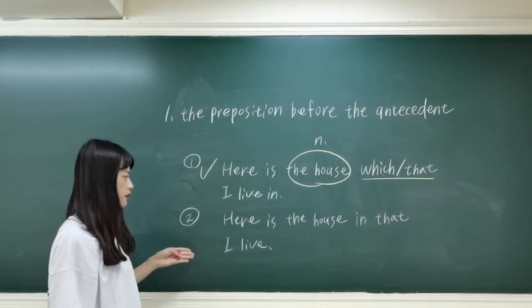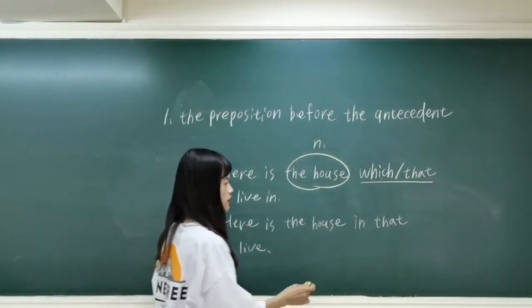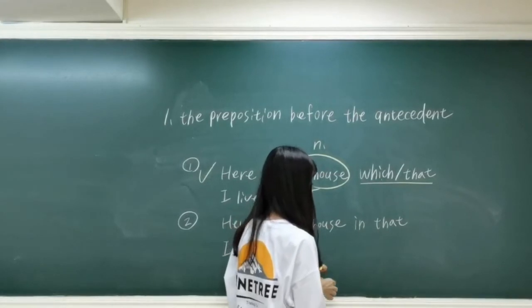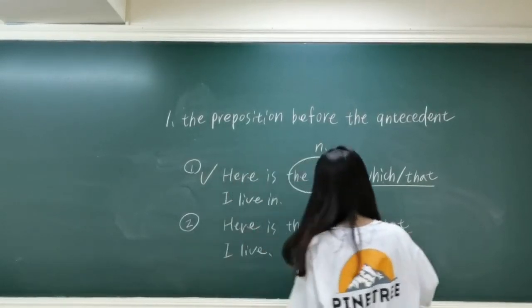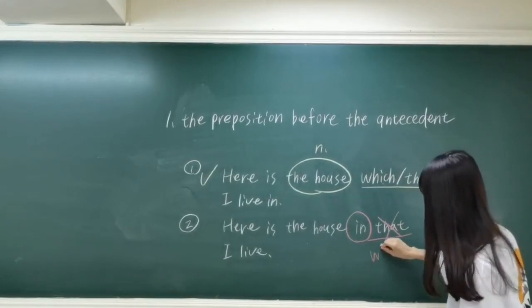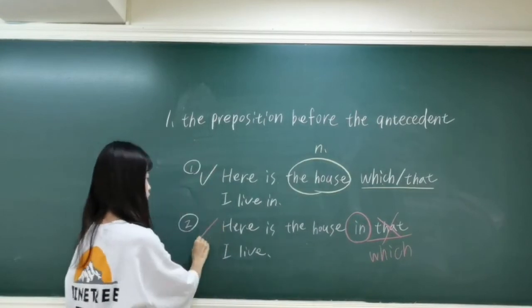Next example, here is the house in that I live. You will see before the relative pronoun there is a preposition, so we will change that into which. So the sentence is wrong.